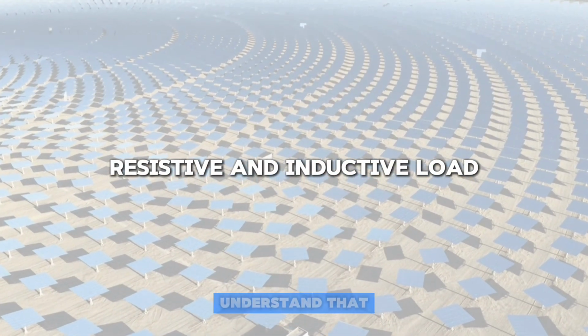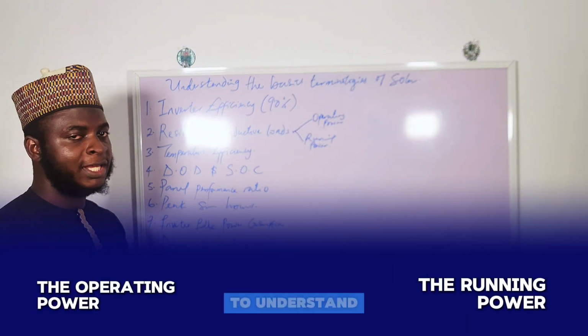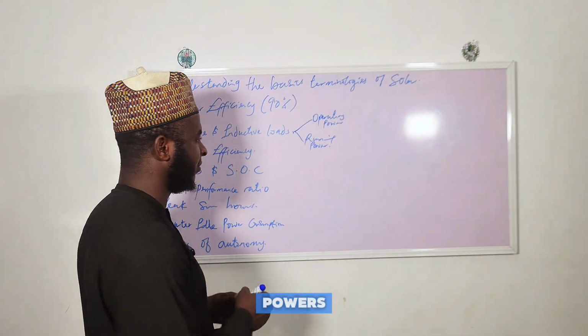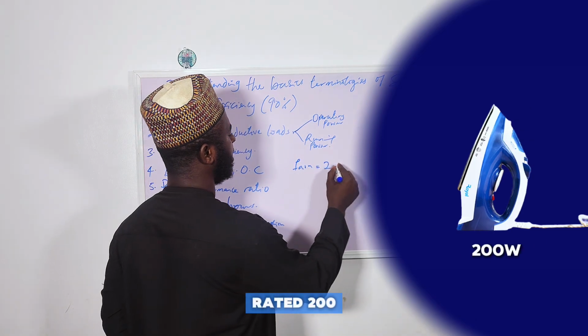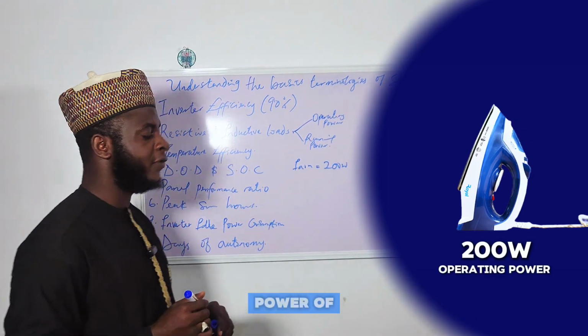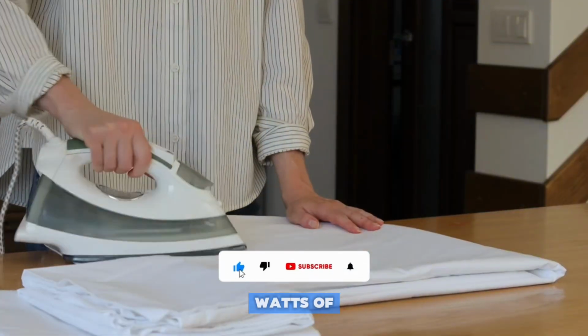Number two, we are going to be talking about the resistive and inductive load. But before you can understand that, you need to understand these two terms, the operating power and the running power. So what is operating power? Let's say your iron is rated 200 watts. This is the operating power of the iron. It means as you are using the iron, it will be consuming 200 watts of energy.